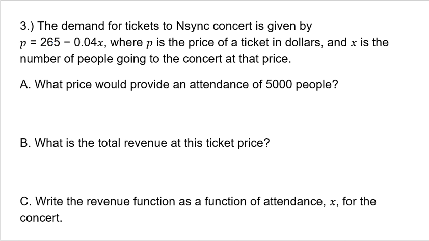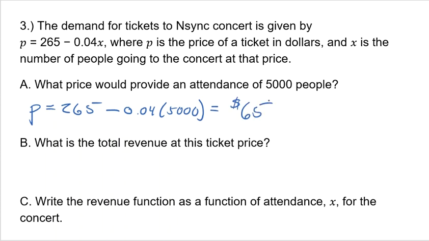All right, so first question is pretty straightforward. What price would provide an attendance of 5,000 people? So again, P is the price that I'm looking for, and X is the number of people that are going to attend. So I'm going to type in 265 minus 0.04 times 5,000. Utilize your calculator, unless you're simple to do that math in your head. And we get a ticket price of $65. So if tickets are on sale for $65, we will probably get an attendance of 5,000 people.